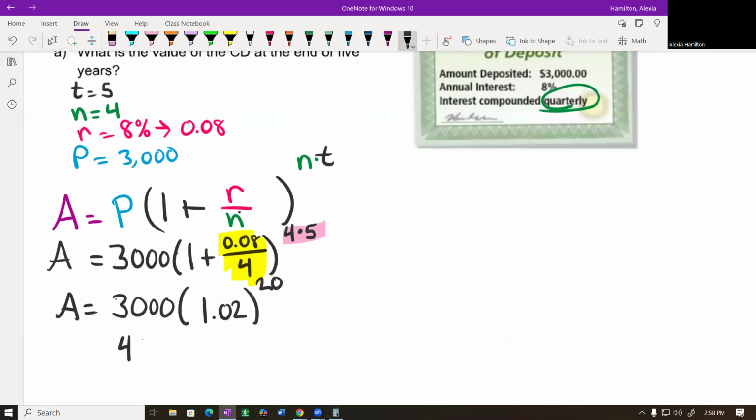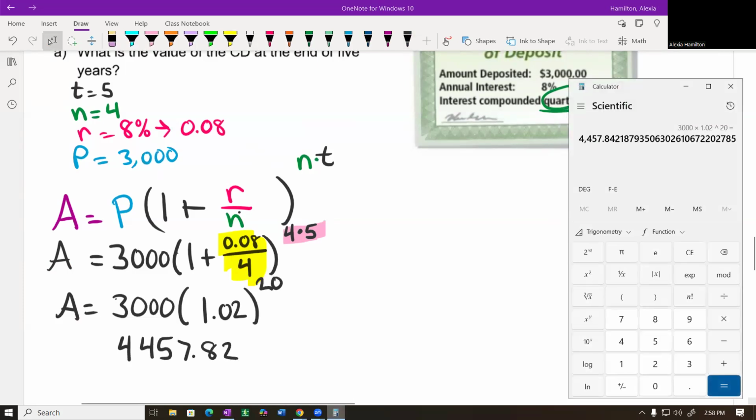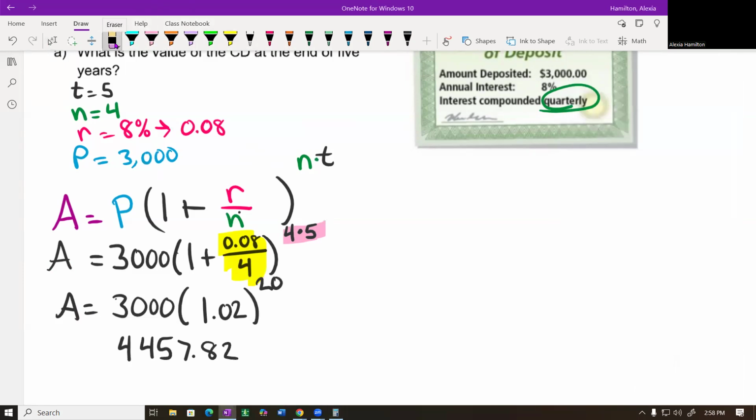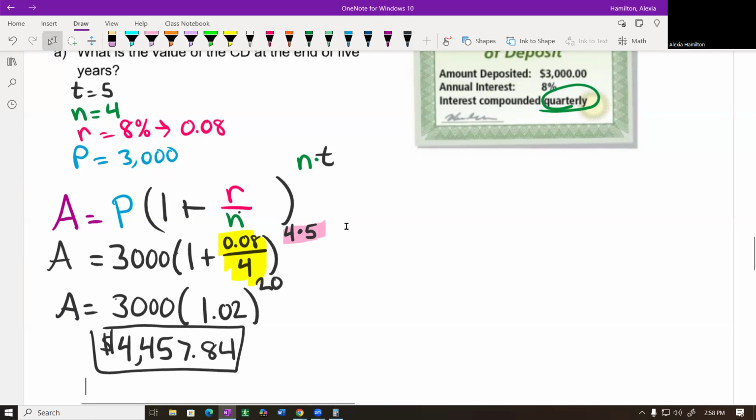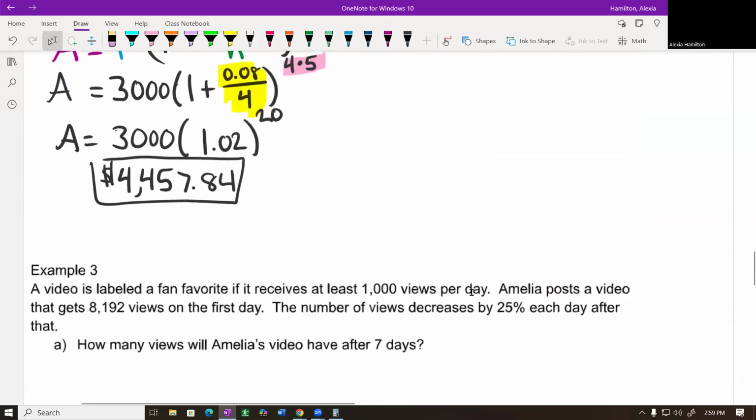4,457.84. Darn it. After 5 years, the $3,000 grew to be $4,457.84. Decent. It's an extra $1,400, almost $1,500.